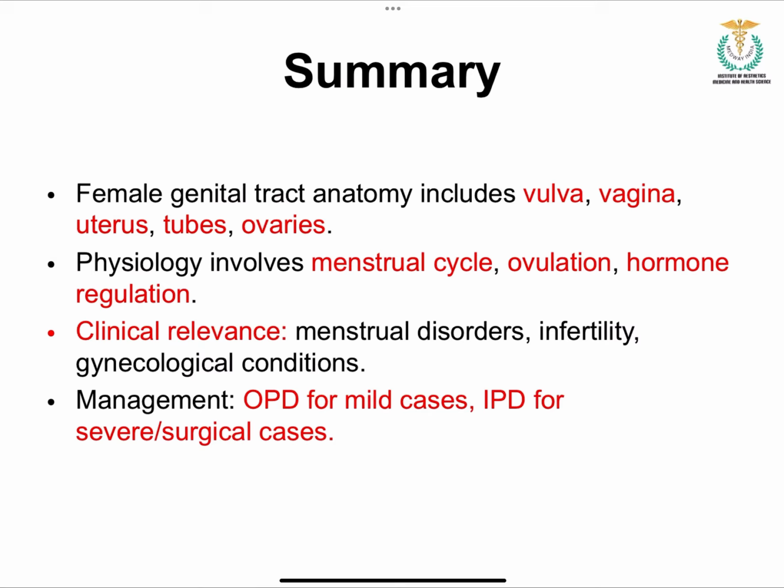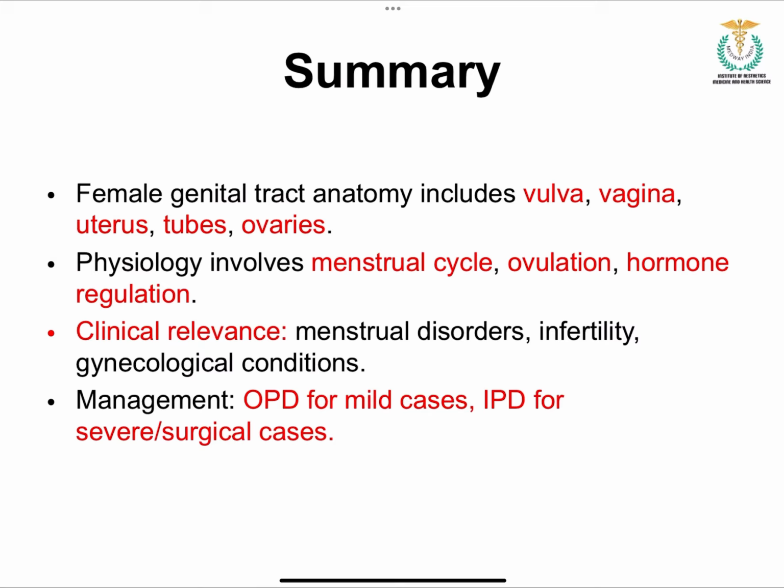So to summarize the topic, the female genital organs: as I have mentioned, the female genital tract anatomy includes the vulva, vagina, uterus, tubes, and ovaries. And the physiology involves the menstrual cycle, ovulation, and hormone regulation. The anatomy part is the vulva, vagina, uterus, tubes, and ovaries. Physiology means what happens in the female genital tract: menstrual cycle, ovulation, hormone regulation.